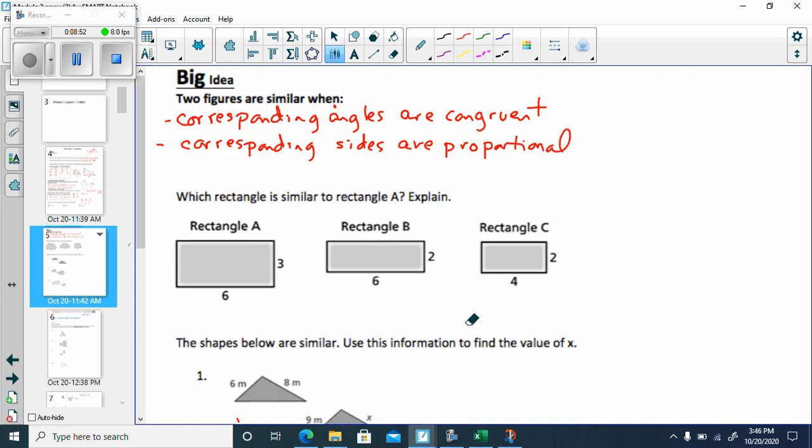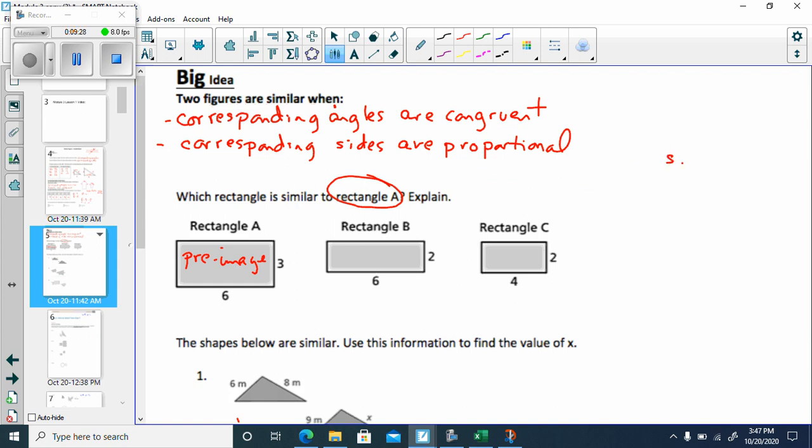Okay, so let's see if these are similar. We're starting with A. It's our pre-image because this is anything similar to rectangle A. Okay, we're going to compare these other two and see if these are images. Now, we know the corresponding angles are congruent because if it's a rectangle, this one's 90, this one's 90, and all of these are 90. So we know the corresponding angles are congruent. Let's check to see if the corresponding sides are proportional.